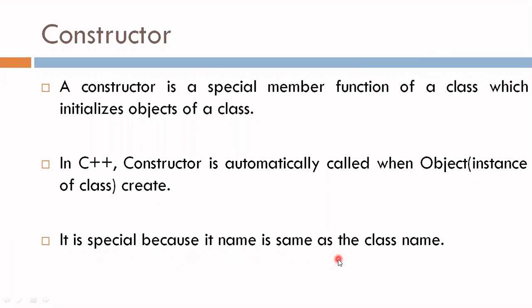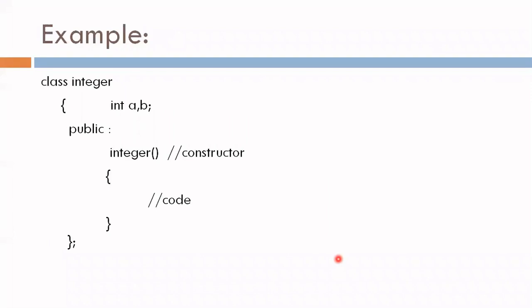Yes, we discussed all of the concepts of constructors in our previous video. In that we also discussed one example of the constructor in which we have taken class integer. It has two data members and one constructor function. Here we have specified a constructor function without argument. So this is the example of a default constructor.